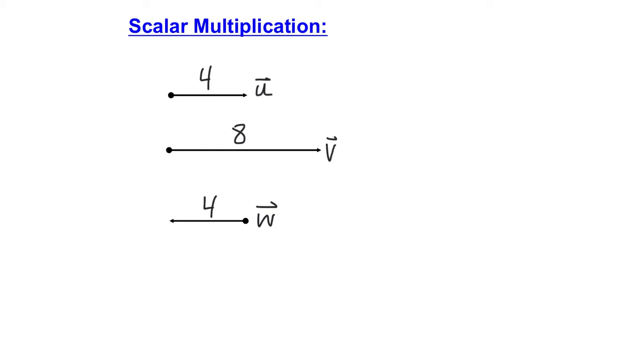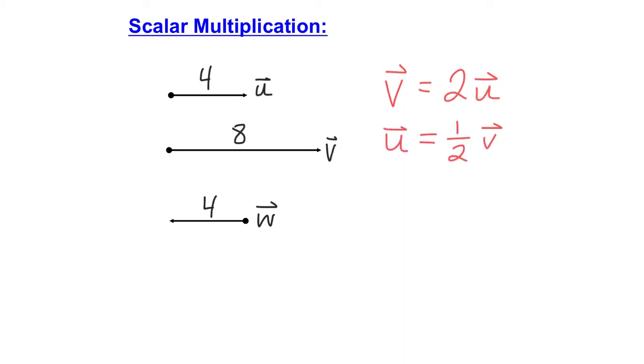So here's an example. V equals 2u. If I took u and I added another one, so if I had 2 u's, it would equal v. 4 plus 4 is 8, and they're going the same direction. So 4 to the right plus 4 to the right equals 8 to the right. So vector v is the same as 2 vector u's.